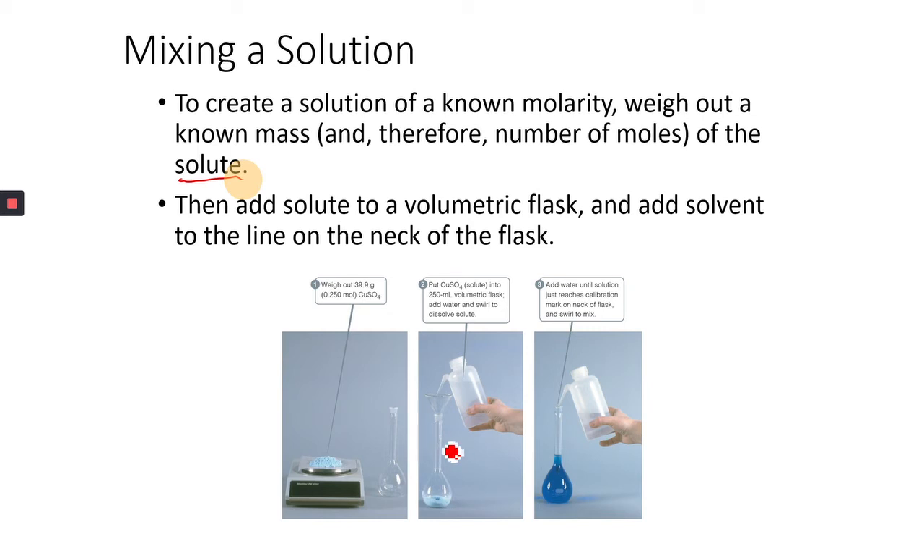This here is a volumetric flask. A volumetric flask has only one measurement on it. It'll have just one line up here. So this particular flask is a 250 milliliter flask, so that's all it can measure, 250 milliliters. So this is very accurate.